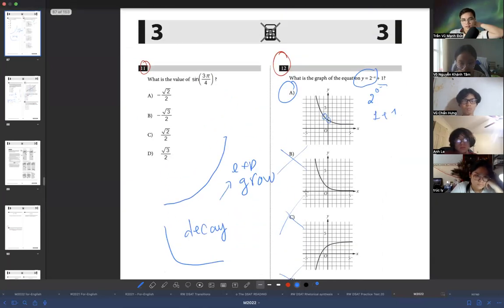Okay, so that's essentially it. And about the 11th question, it's very simple. You just need to use your calculator. If you don't know how to use it, just type in sine.